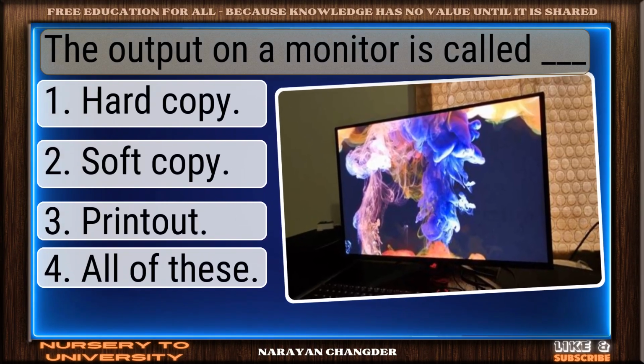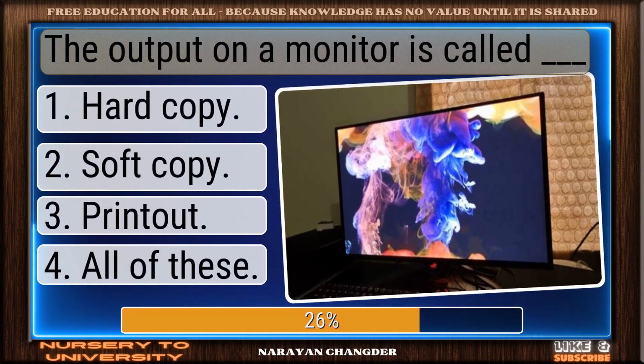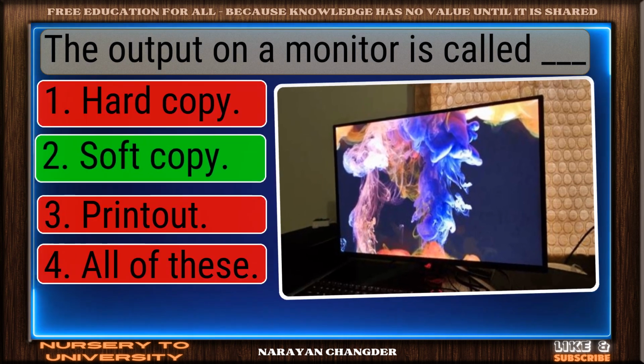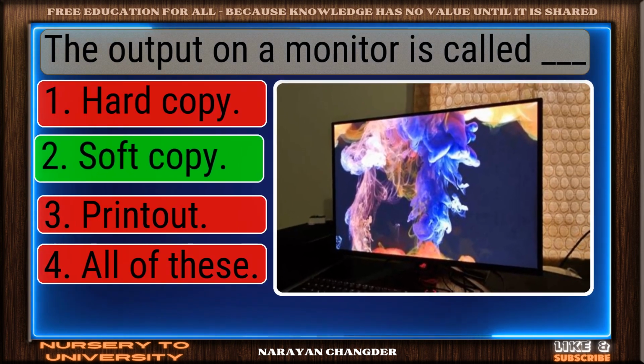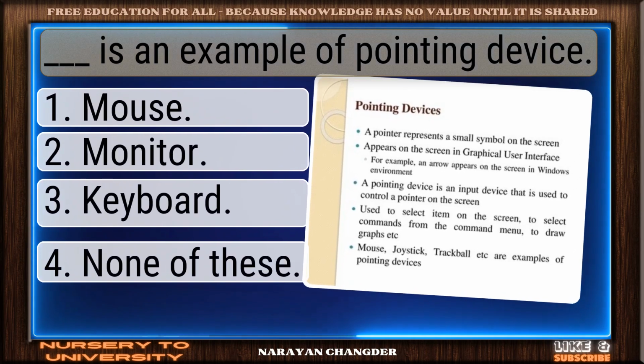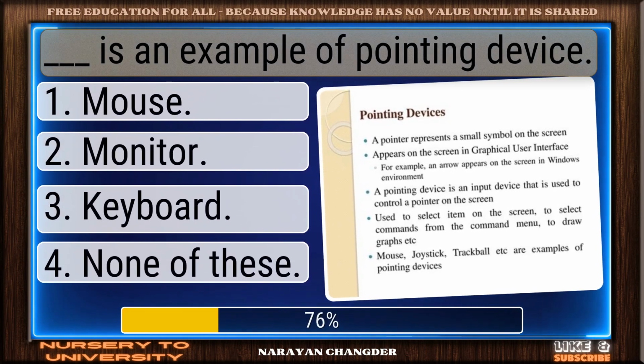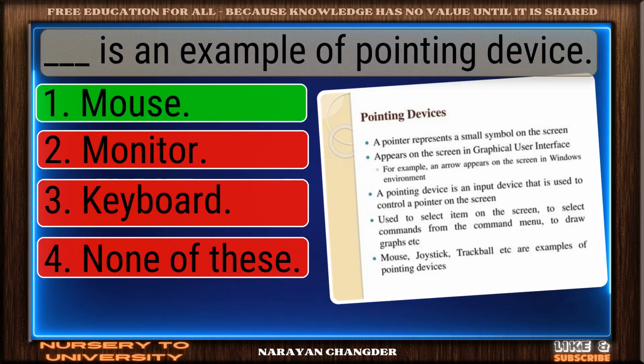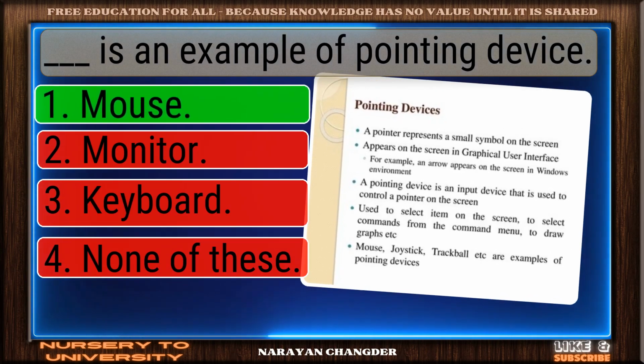The output on a monitor is called dash. Well picked. Soft copy is the correct answer. Dash is an example of pointing device. Great job. Mouse is the accurate answer.